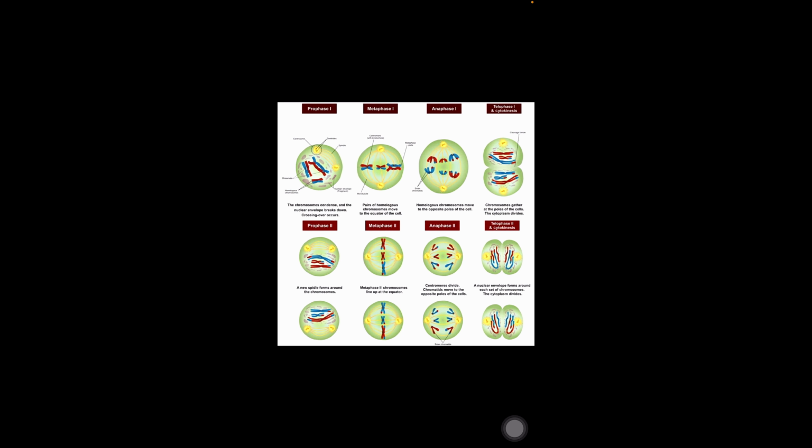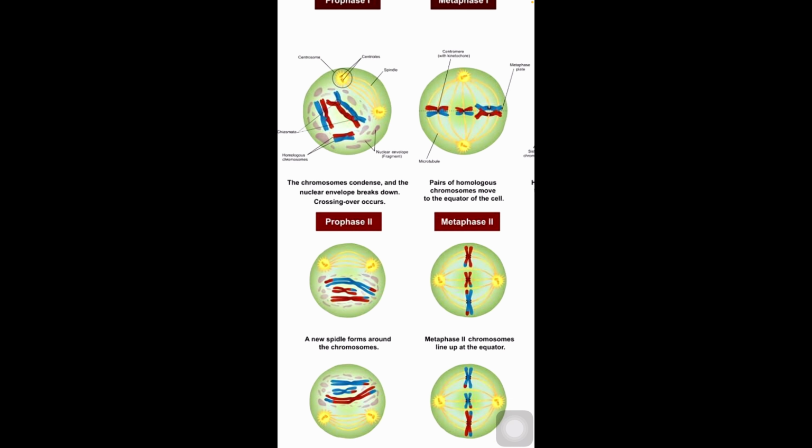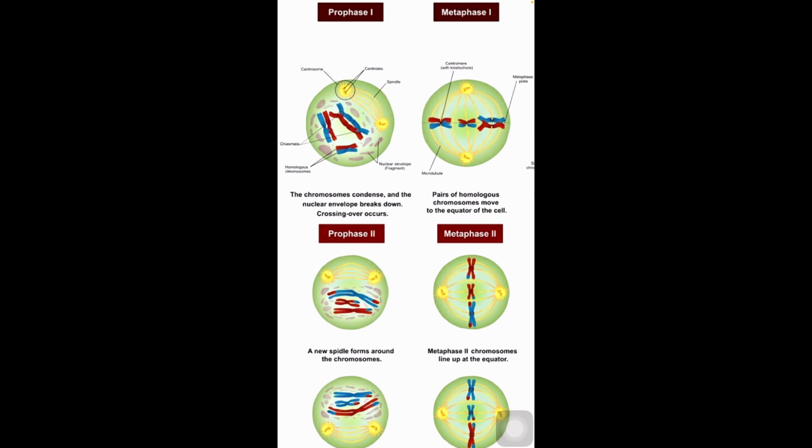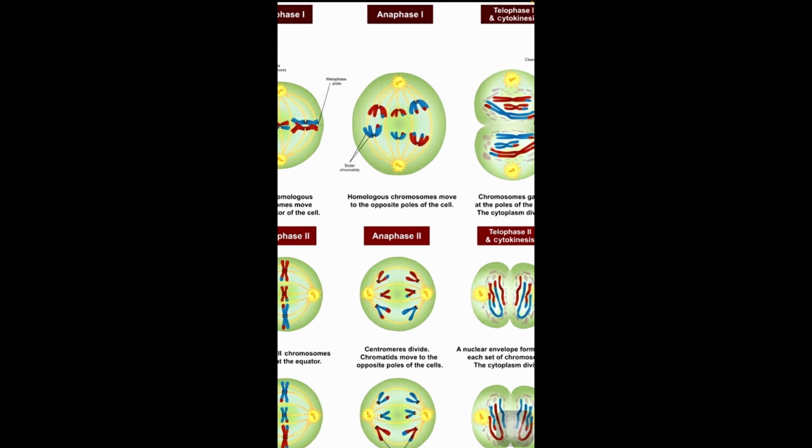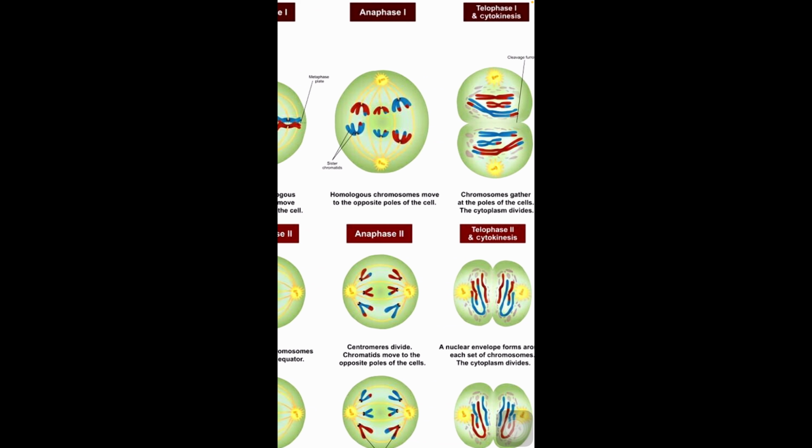So let's recap everything. Okay, we have the prophase 1 and the prophase 2. Okay, so with the prophase 1, as we have already said, the chromosomes condense and the nuclear envelope breaks down, crossing over occurs. Prophase 2, a new spindle forms around the chromosomes. Metaphase 1, pairs of homologous chromosomes move to the equator of the cells. Metaphase 2, chromosomes line up at the equator. Anaphase 1, homologous chromosomes move to the opposite poles of the cells. Anaphase 2, centromeres divide. Chromatids move to the opposite poles of the cells.